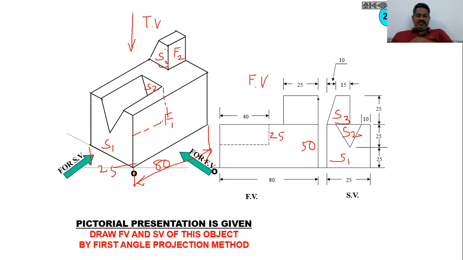Then let us try to draw the top view for the given component. When you see this component from top, you will observe this face. I am assuming this as T1. Then we have this surface T2. Then similarly you will get the surface this T3 and this side also we will have T4. So these faces we can observe.